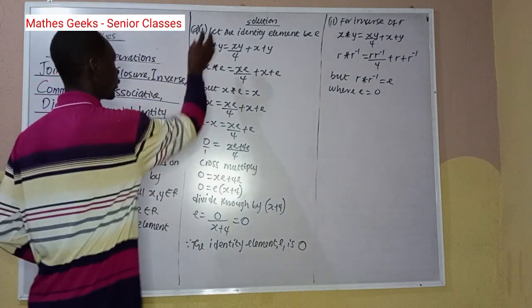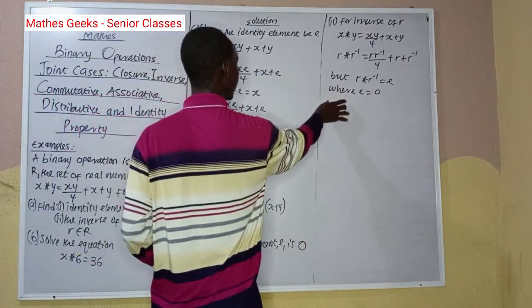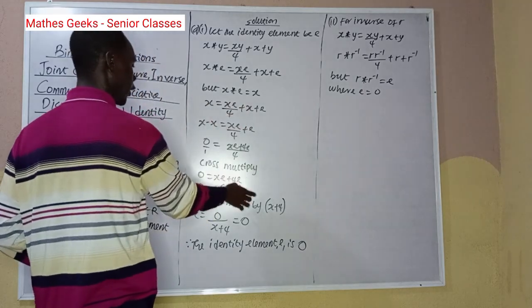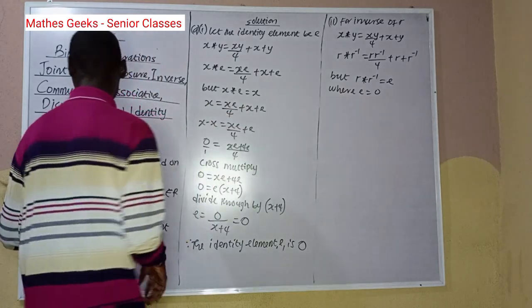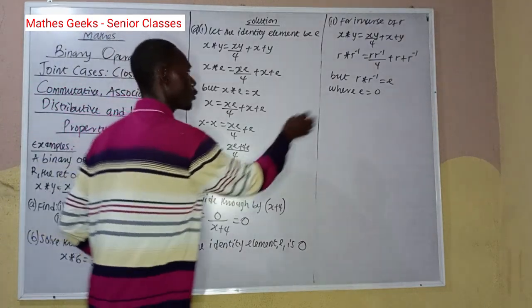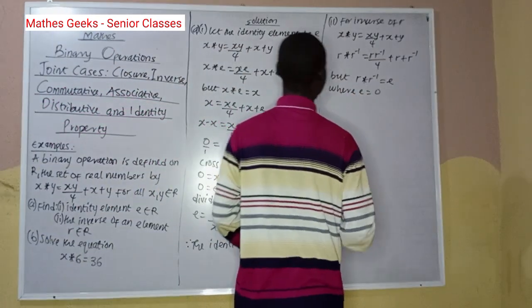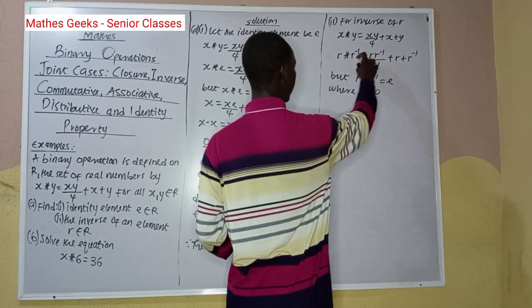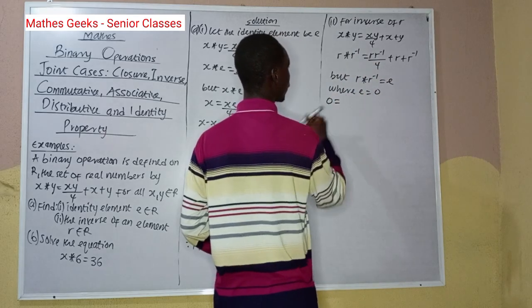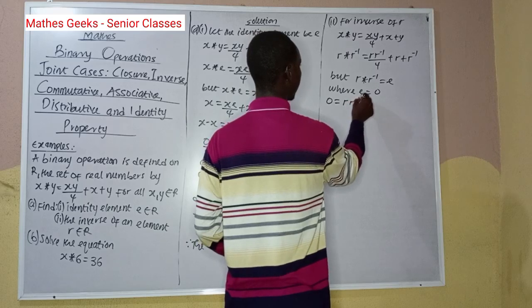If we're not told to look for E and we are told to look for inverse, that means first of all we would have to get the value of the identity. But now the first question was that we should get the identity element E. So we've gotten it, which is 0. So we're going to put it here. So R operation R inverse is equal to E. So E is equal to 0. So 0 is equal to R.